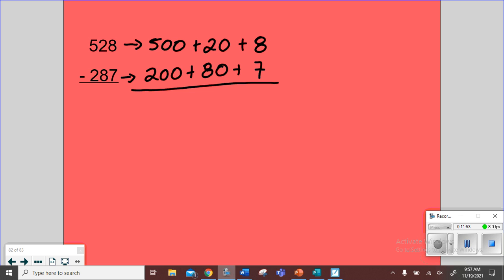Alright, let's look at our ones. I have 8 ones, subtract 7 ones. Do I currently have enough ones to do that easily? Yes. I can do 8 ones minus 7 ones. What is 8 ones subtract 7 ones? 1. Not a trick question.